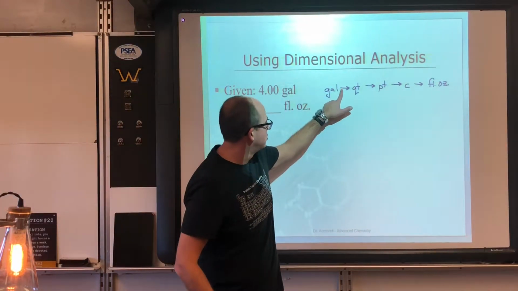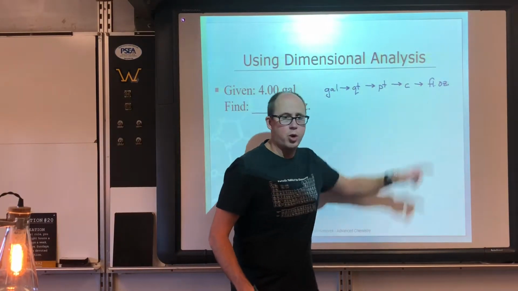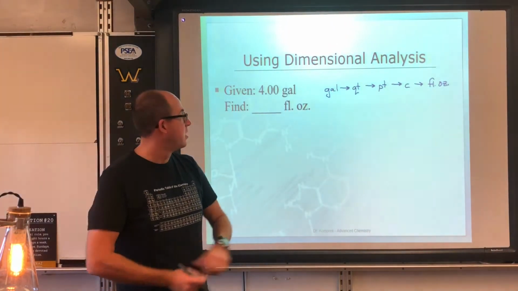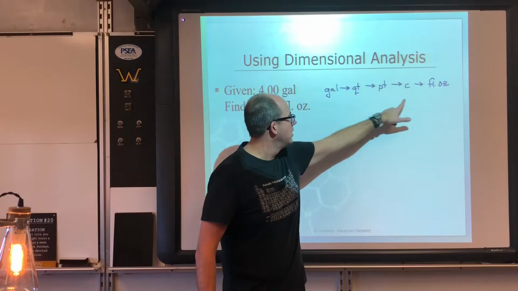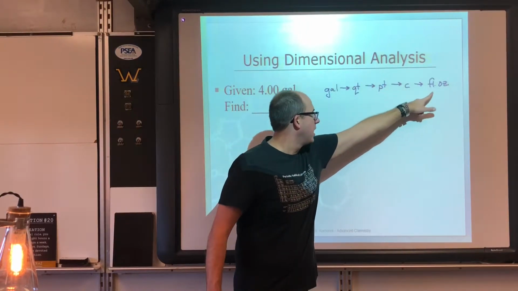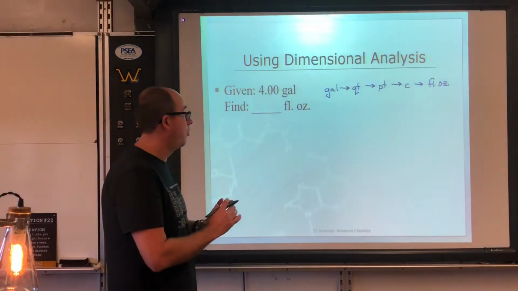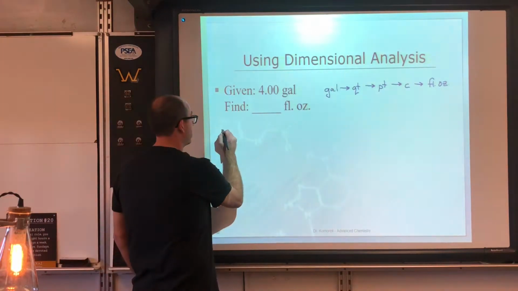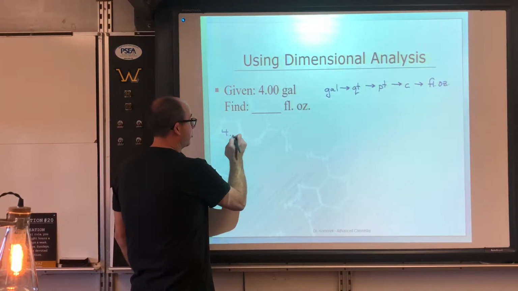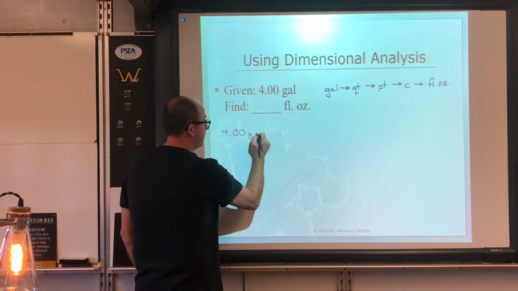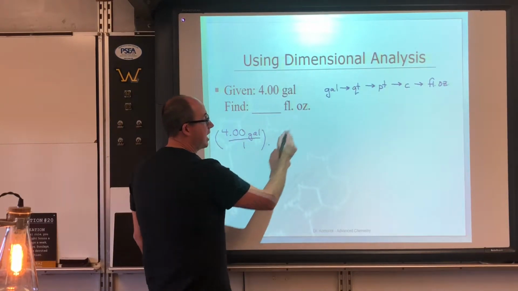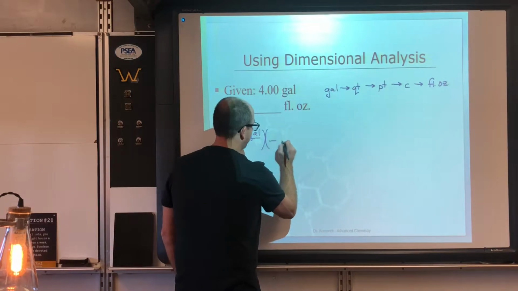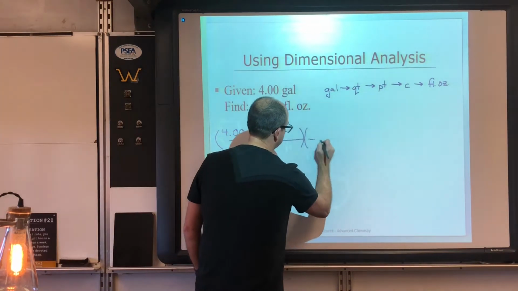We see by the arrows we have 1, 2, 3, 4 conversion factors. Now our relationships, it's 4 quarts in a gallon, 2 pints in a quart, 2 cups in a pint, and 8 fluid ounces in a cup. So we'll put all of those in as conversion factors, starting with writing the given as a fraction. And again, 4 sets of brackets for the 4 conversion factors.